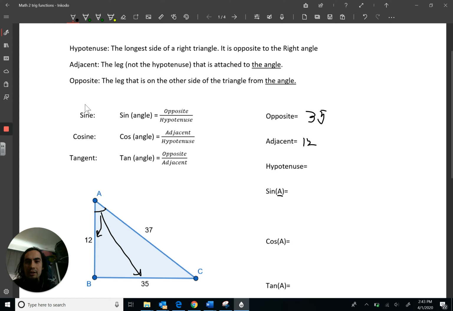And the hypotenuse, lastly, is 37. We already just talked about that. It'll always be the side opposite to the right angle. Okay, 37. I will get better at this writing on the computer.